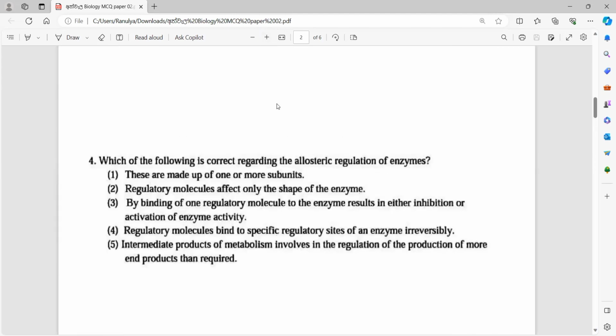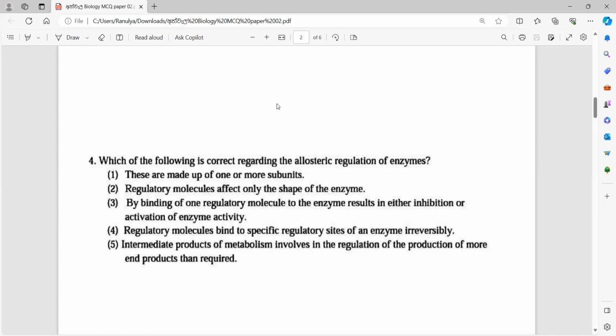Which of the following is correct regarding the allosteric regulation of enzymes? These are made up of one or more subunits, right? It should be two or more subunits, not one or more, so that is incorrect. Then, regulatory molecules affect only the shape of the enzyme? No, it affects both the shape and function of the enzyme.